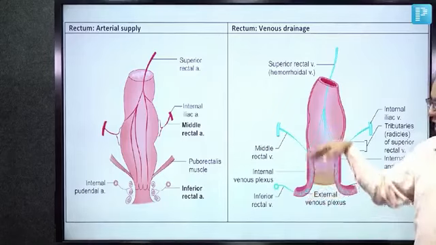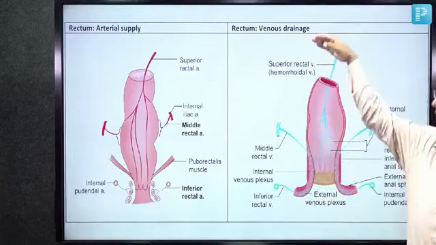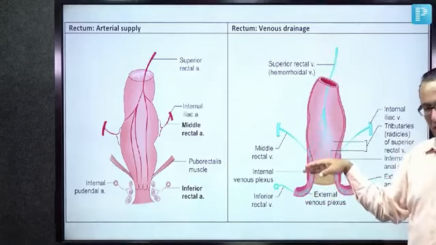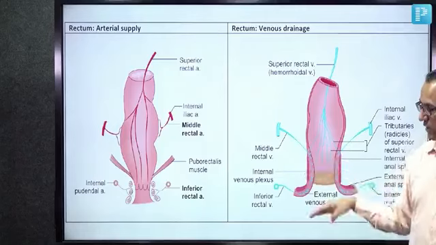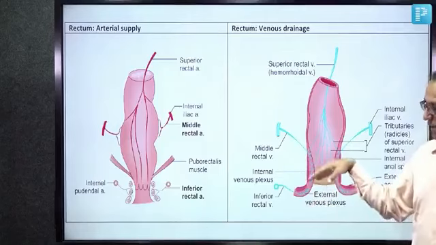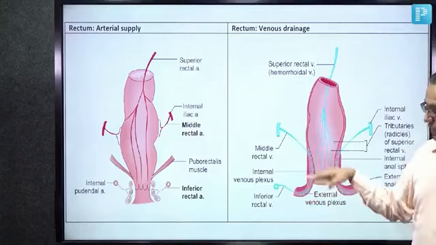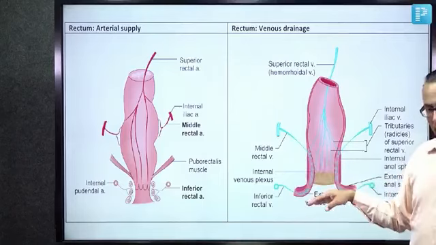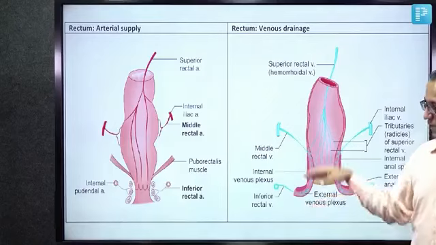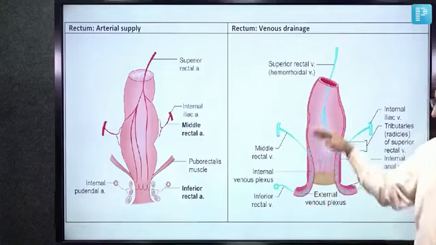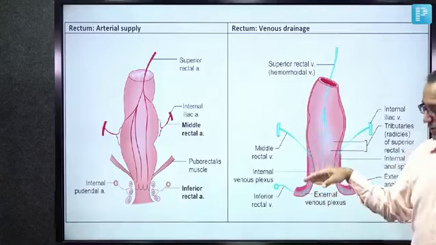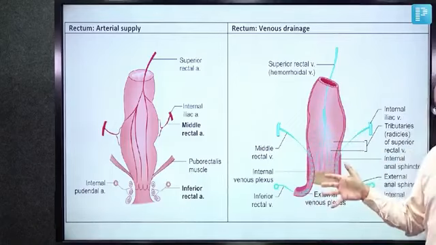Internal hemorrhoids involve bleeding of the superior rectal vein and superior rectal artery, whereas external hemorrhoids involve bleeding of the inferior rectal vein and inferior rectal artery. The external hemorrhoids are very painful bleeds because it is somatic innervation, and internal hemorrhoids are painless bleeds because it is the autonomic nervous system supplying the area. Let us look at the details of the veins as well now.